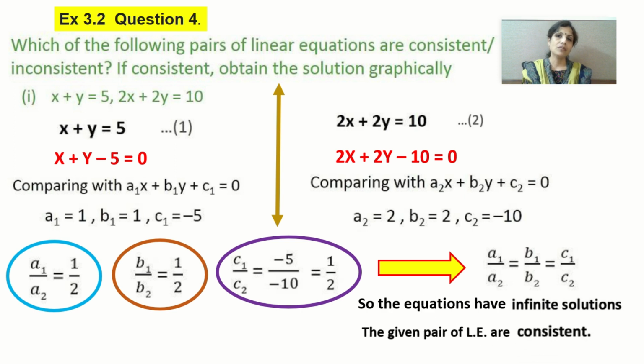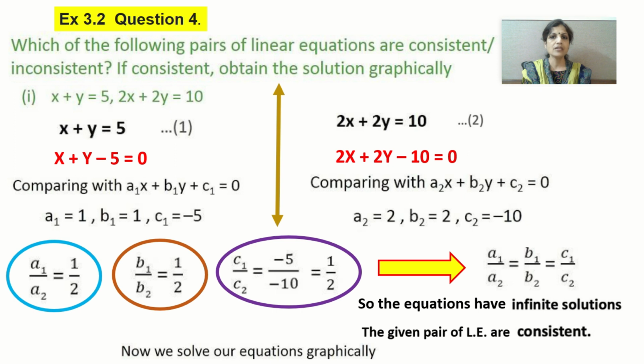And can you make out what type of graphs this equations will give us? The graph will be coincident line or overlapping lines, because they've got many solutions or infinite number of solutions. So now our question is, we have to solve this equation graphically.